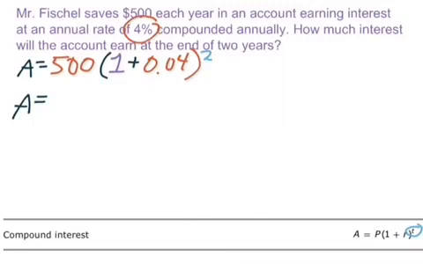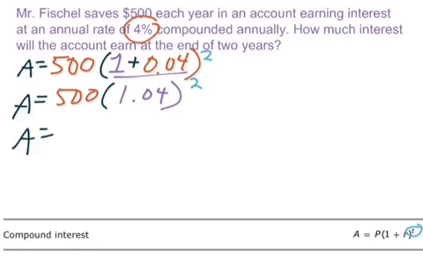So I'm going to keep the 500. My PEMDAS, I'm going to add inside the parentheses. 1 plus 0.04 should get me 1.04. I just added those two together right there, and then I'm going to keep my squared. Okay, so my next step is that I'm going to go ahead and square this.